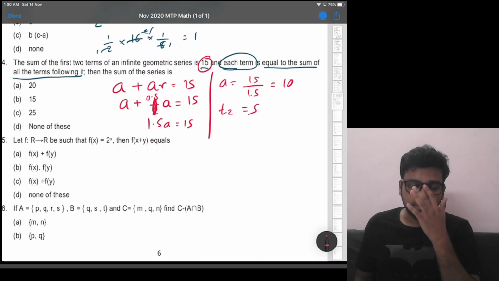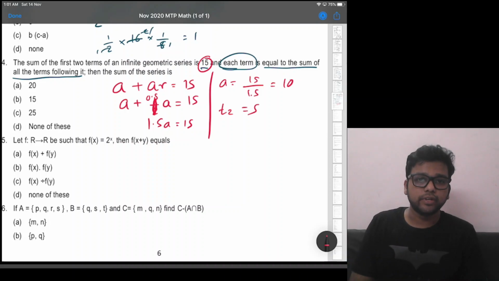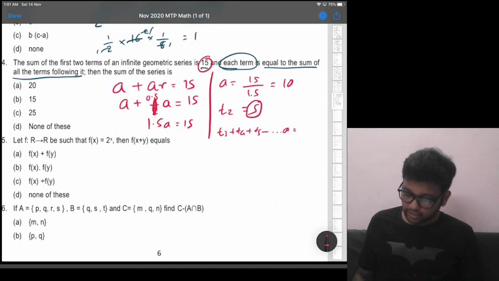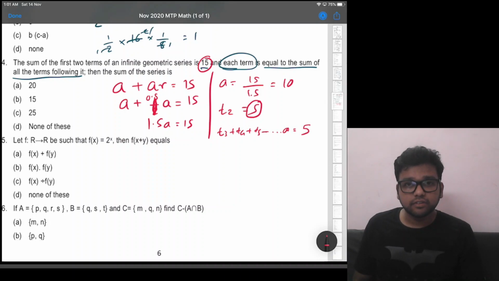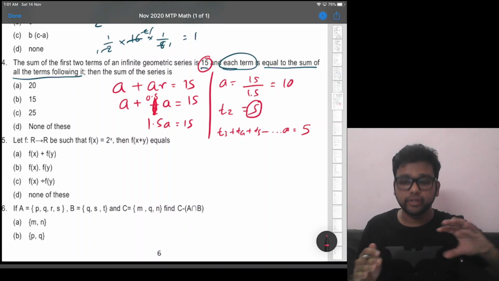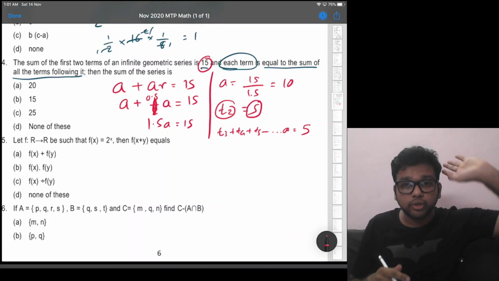Now understand very carefully. They are saying that each term is equal to the sum of all the terms following it. That means the second term will be equal to the sum of T3 plus T4 plus T5 up to infinity. Right? So that is also going to be 5, because each term is equal to the sum of all the terms following it. That means the second term is also equal to the sum of T3, T4, T5 up to infinity.